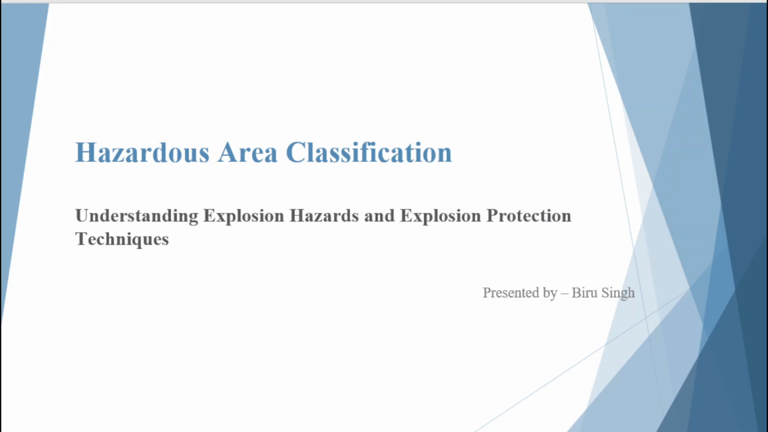In this video, we'll explore hazardous area classification, a concept that plays a vital role in industries such as oil and gas, chemical plants, refineries, power plants, pharmaceutical manufacturing, and many other process industries. In these industries, flammable gases, vapors, or combustible dust may be present during normal operation or because of equipment leaks.